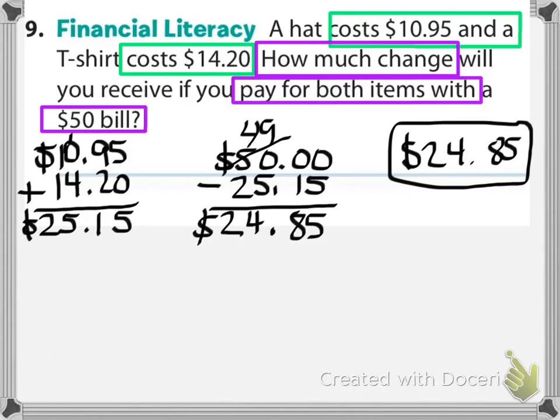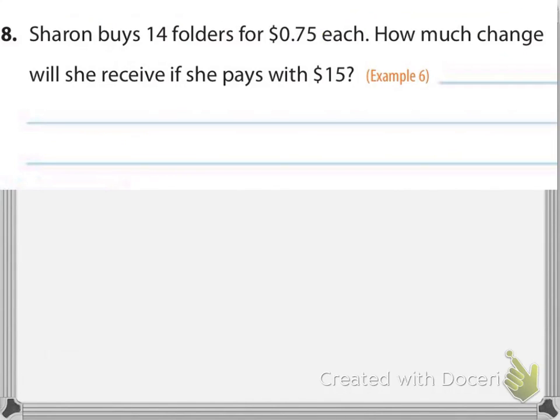Make sure if you have not yet that you pause and copy down the steps to solve the problem before you move on. And when you're ready, come back. Okay, the next problem. Sharon buys 14 folders for 75 cents each. How much change will she receive if she pays with $15? Note this is referring to example 6. This goes back to one of the lessons in Chapter 3 we were talking about.